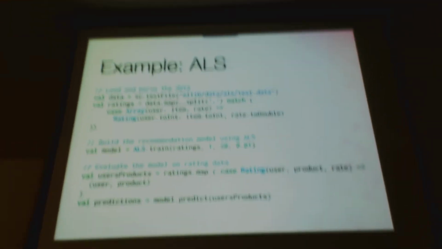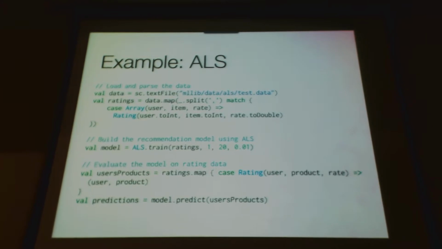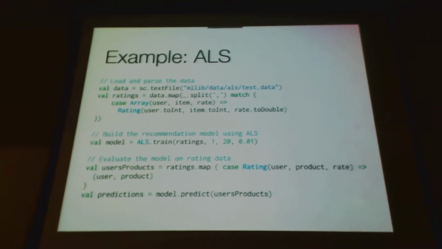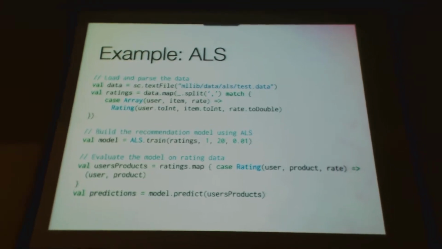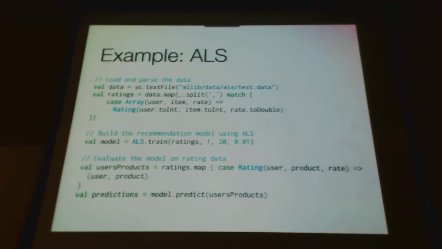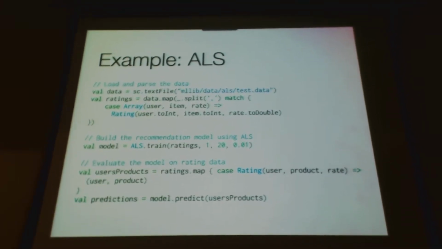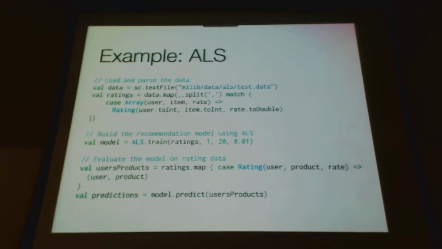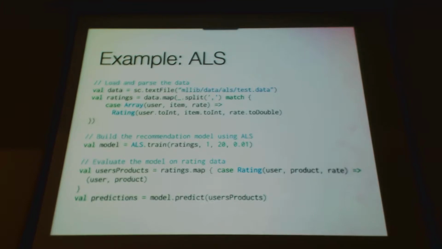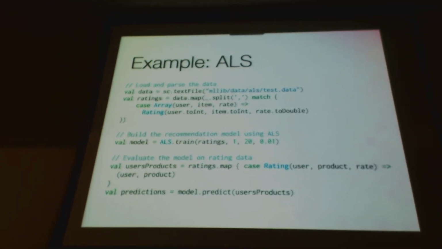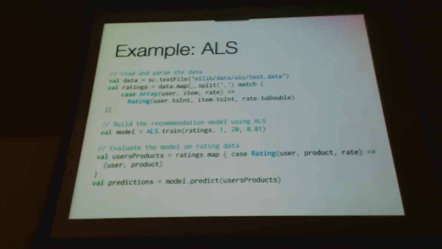ALS is another algorithm that's available. It's being used at Spotify. There were a bunch of talks about it at Spark Summit. ALS stands for alternating least squares. It's a matrix factorization technique that is robust to missing data. This is one of the approaches that the Netflix Prize also benefited from greatly.